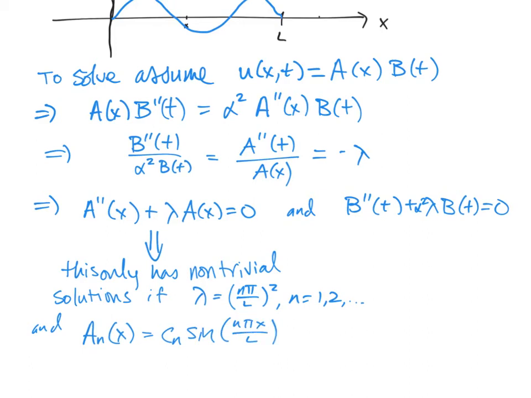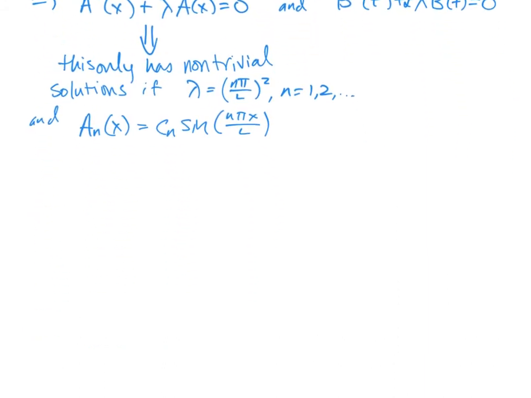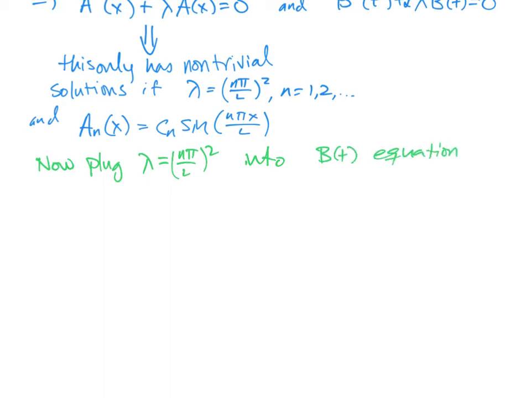So that's pretty nice because it suggests that we might be able to find our solutions in the same way as for the heat equation because we've got the same eigenfunctions. But now our T equation is different than we had before. So let's figure out what the solution to that is. So now plug lambda equals (n pi over L) squared into the B of t equation, which is right up there.